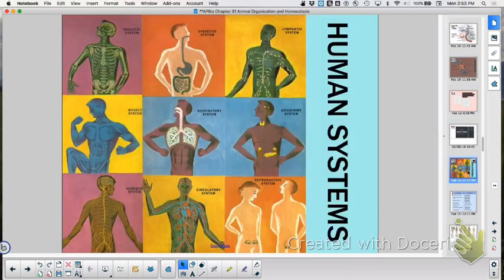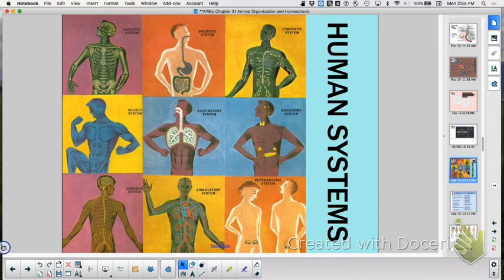Then the human systems. So atom, molecule, organelle, what? Cell, tissue. So the whole first part of this chapter is about the 4 different tissues. These 4 different tissues build organs. These organs build organ systems. So here we are. And then organisms.